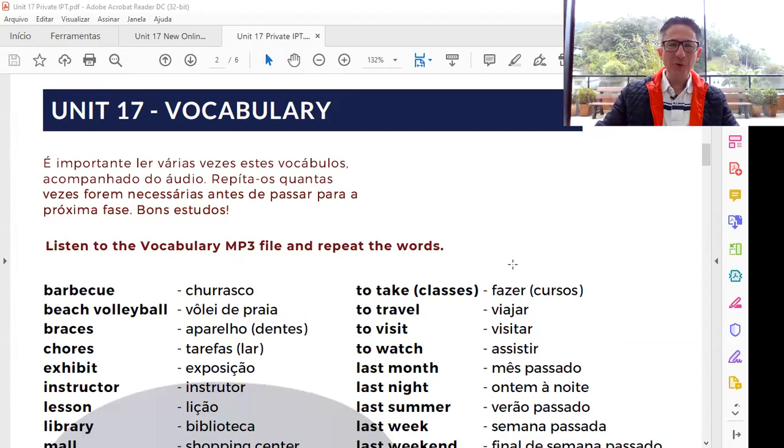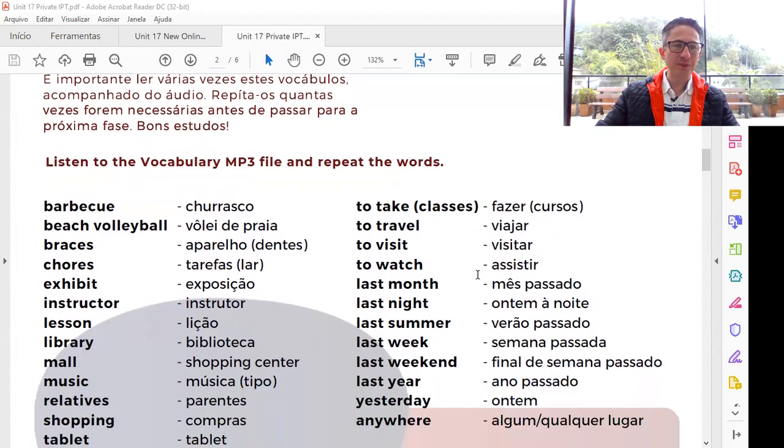Get your PDF and open to page 2. We're going to start with our vocabulary. All right, repeat after me.